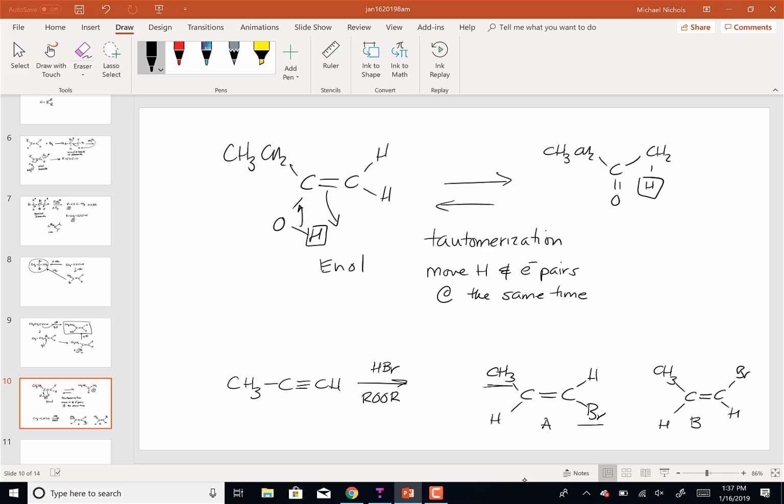So in this case, what you do is you'd say, okay, what's different? Well, it looks like I've added an H and a Br. All right, how do I add an H and a Br to a triple bond? HBr. How did I add them? Anti-Markovnikov, I need the ROOH.